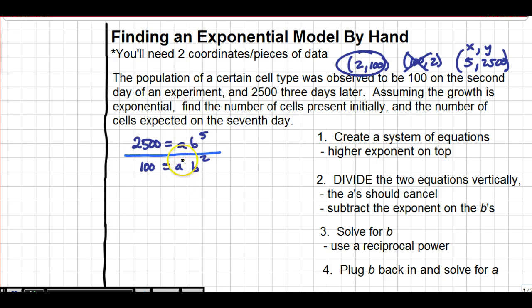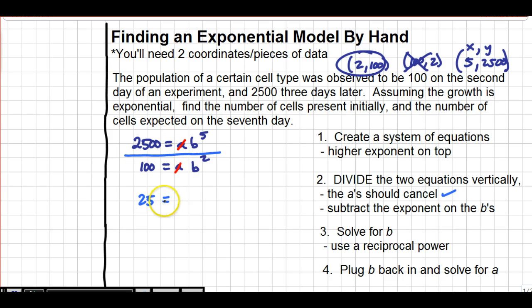So what happens when we divide is that notice that the a's will cancel. A divided by itself is simply a 1, so that eliminates one of our variables. And that's a good thing. The a should cancel out, and we got that to happen. Now we're going to divide vertically. It's very important that students remember to do the top number divided by the bottom. 2,500 divided by 100 I can do very easily in my head. If these weren't easily done in my head, I would just grab my calculator and divide.